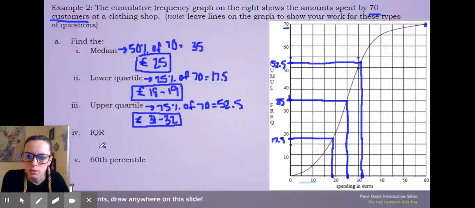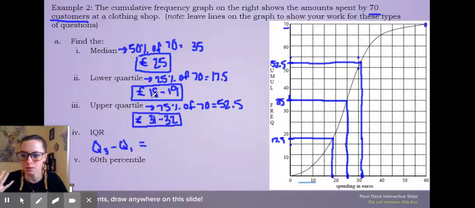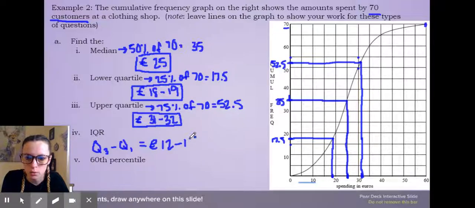For my IQR, I'm taking my upper quartile minus my lower quartile, or your upper quartile minus your lower quartile. So whatever you wrote in those last two answers, you're just subtracting them, big minus small. So in terms of a range, it can be anywhere from 12 euros to 14 euros, depending on what you wrote there.